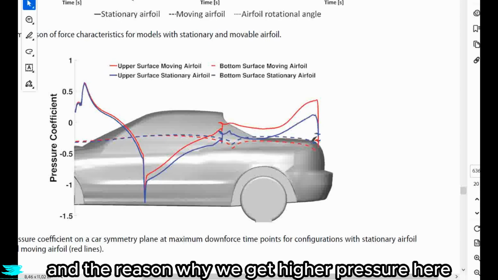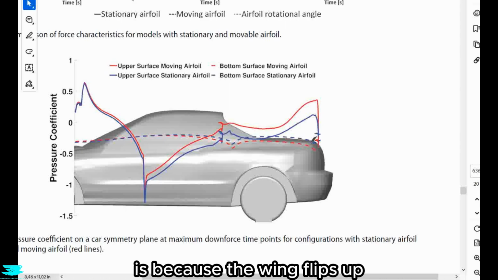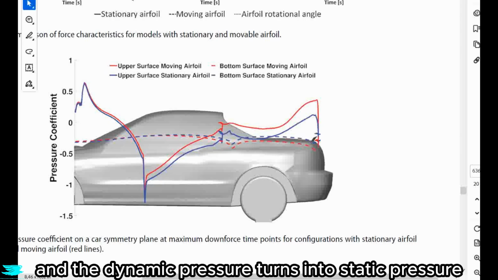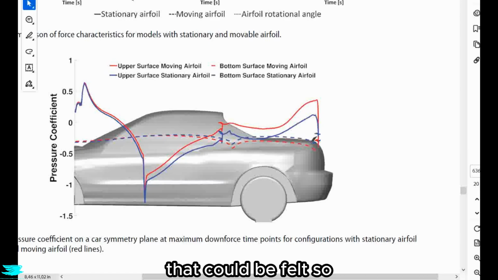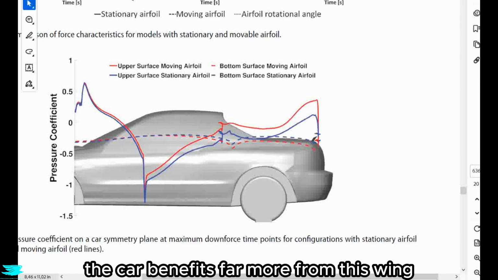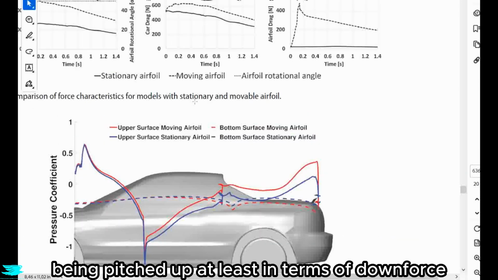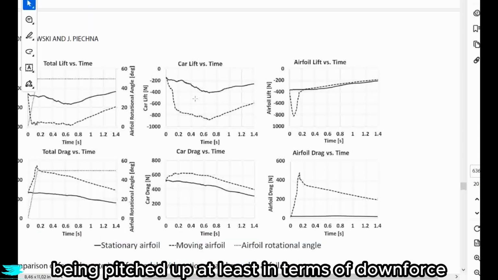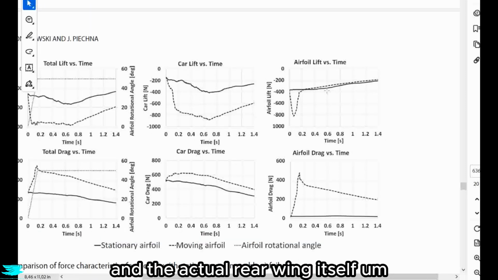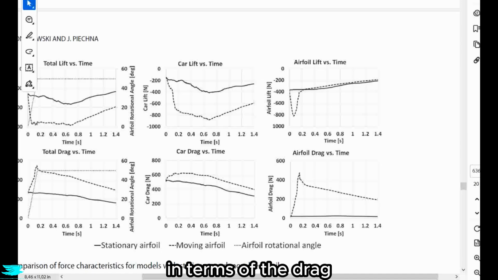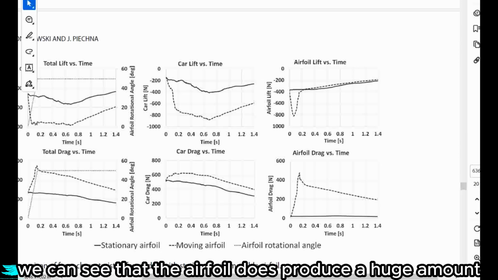And the reason why we get higher pressure here is because the wing flips up and the oncoming air slams into it. It decelerates and the dynamic pressure turns into static pressure that can be felt. So the car benefits far more from this wing being pitched up, at least in terms of downforce, than the actual rear wing itself.